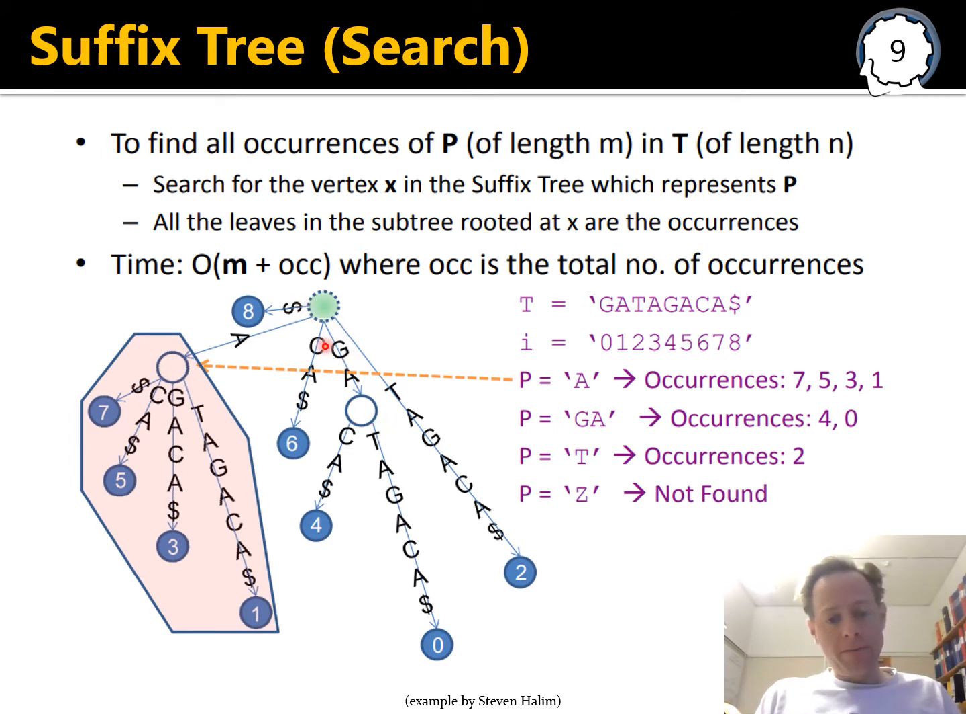we again follow the string GA, and now we see that we have two different leaves in the subtree, namely GAKKA and GATAKA GAKKA, or something like that. You get the idea. And we can also see that we have a pattern like Z. There is no path from the root to Z, so therefore it's not a pattern in this.